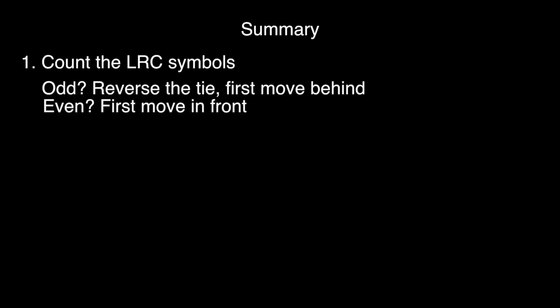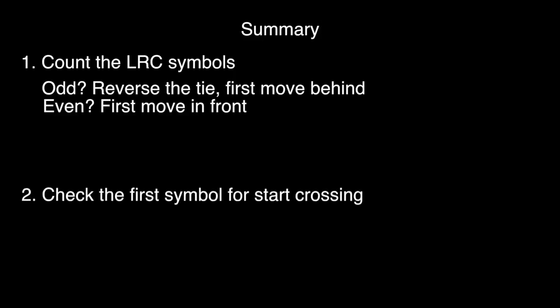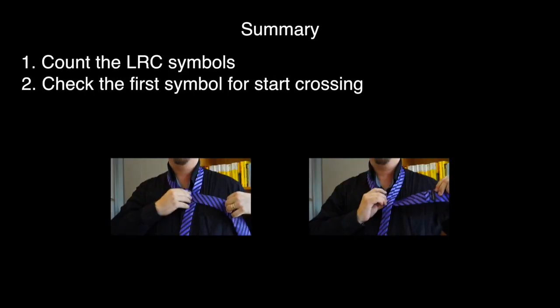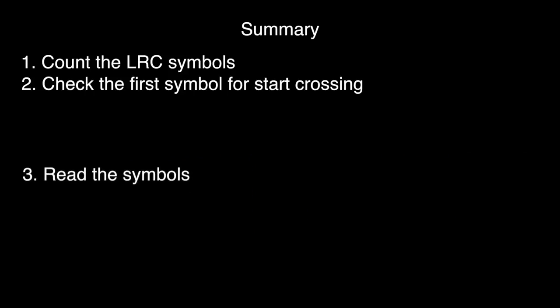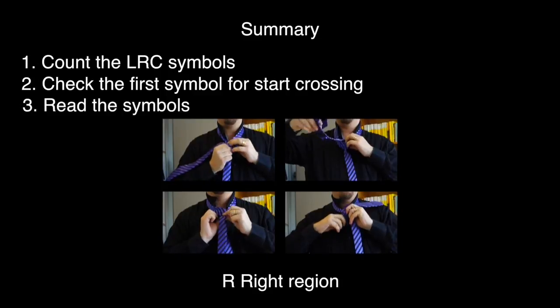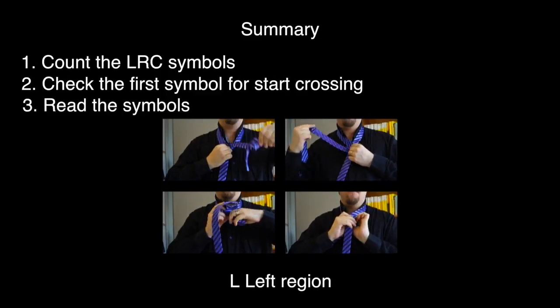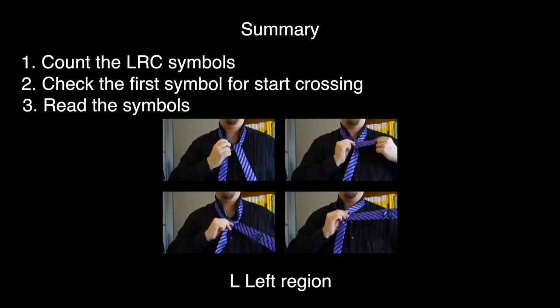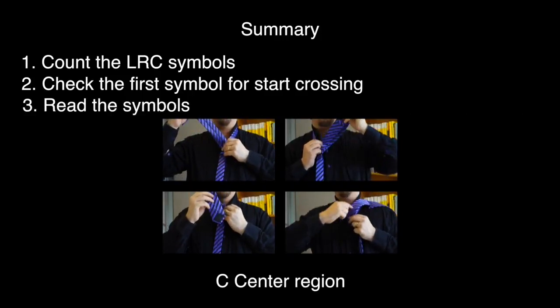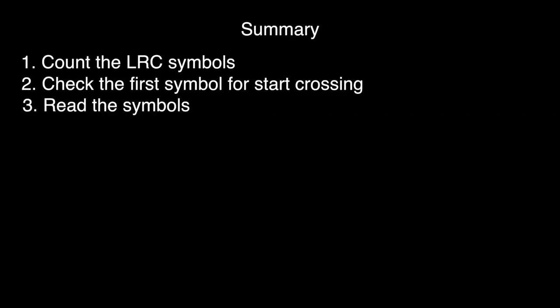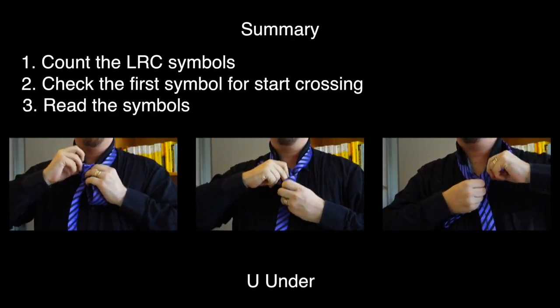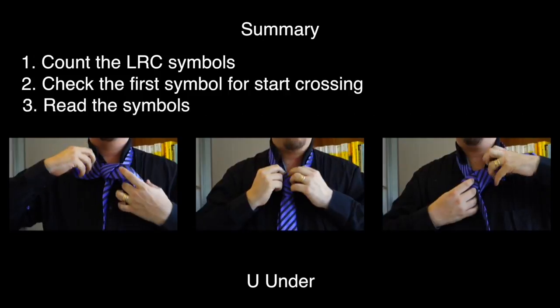To summarize the rules for reading a tie knot: first, you count the LRC symbols. Is the count odd? Then reverse the tie and start behind. The first symbol tells you where to start, and you cross the blades. Now read the symbols one after the other. If it's an R, you move into the right region. If it's an L, you move into the left region. And if it's a C, you move to the center. The U goes underneath the most recent bow you made.